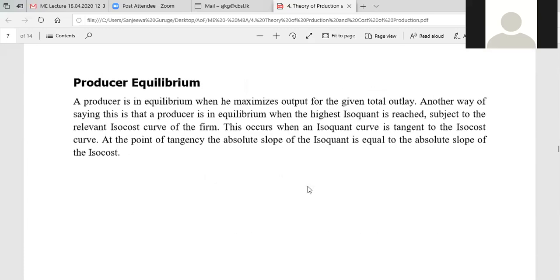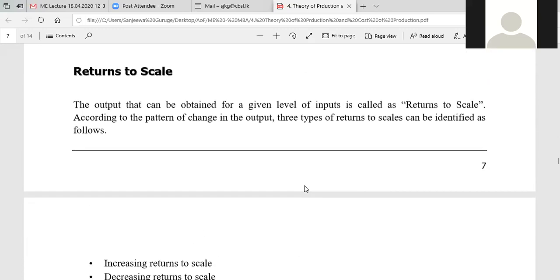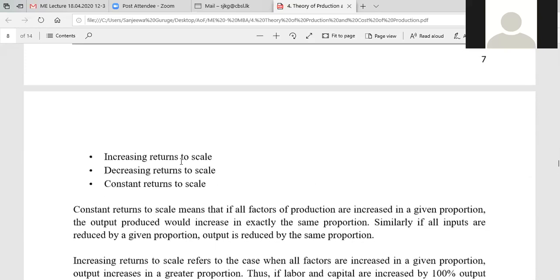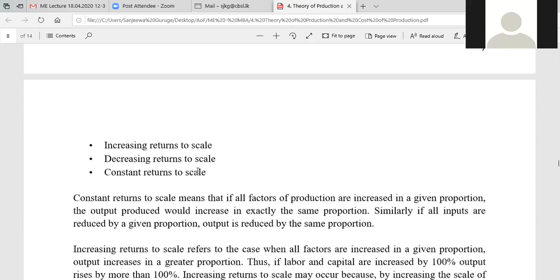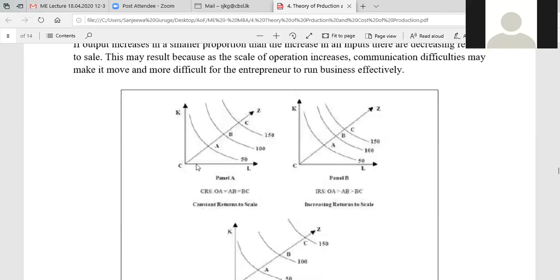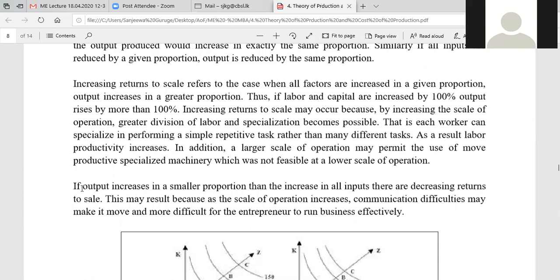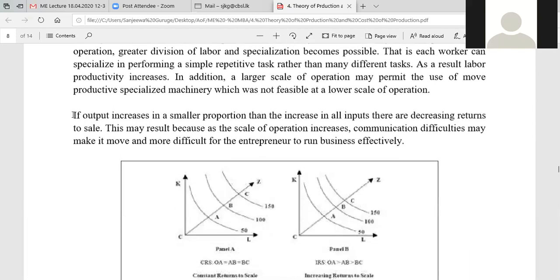right? Because in this note, you can see under the return to scale, three patterns are there: increasing, decreasing, and constant, right? So here you can see there are three types of return to scale, constant, increasing, and decreasing, and the point I mentioned is given here.